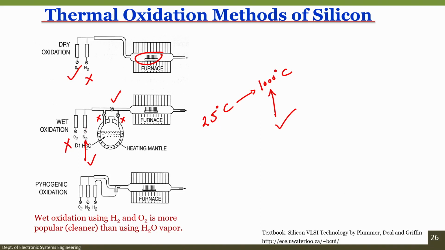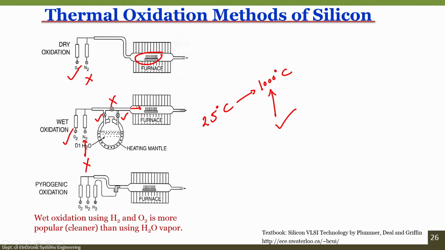You can see that if I open the nitrogen valve, and if this valve here is opened, then the nitrogen can pass through the furnace. So, initially when it is ramping up, we will open nitrogen. Once the furnace is at 1000 degrees centigrade, we will switch off the nitrogen. We will open the oxygen valve, open this valve, and close this valve. So, what will happen? Oxygen will pass through the bubbler and take the water vapor, and this water vapor will pass into the furnace.